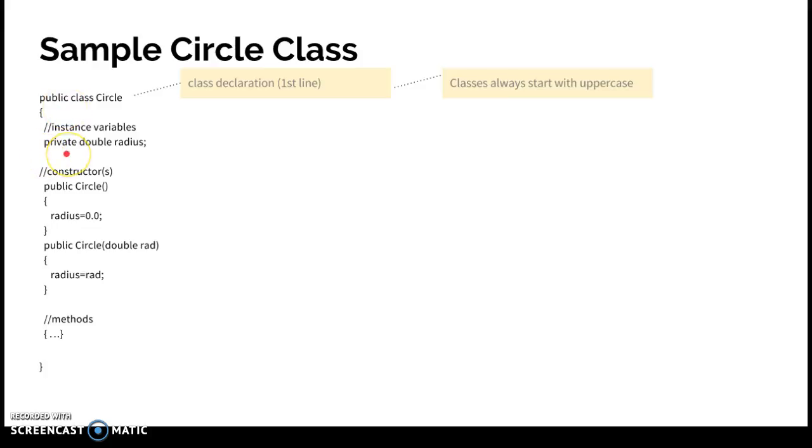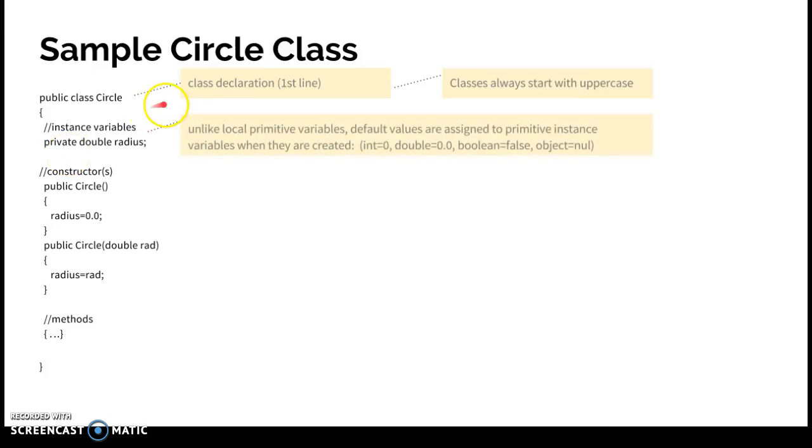The instance variables are private because you don't want people to be able to change these variables unless they go through the class. But you need to know that unlike primitive local variables, default values are assigned to these instance variables. You need to remember that integers are 0, doubles are 0.0, Boolean is false, and object is null.